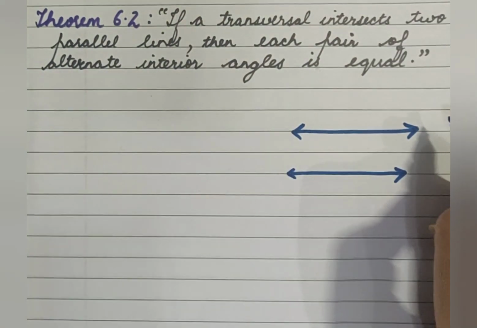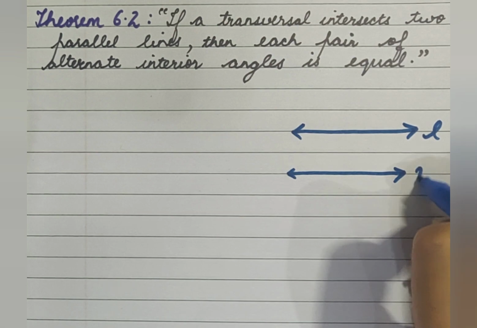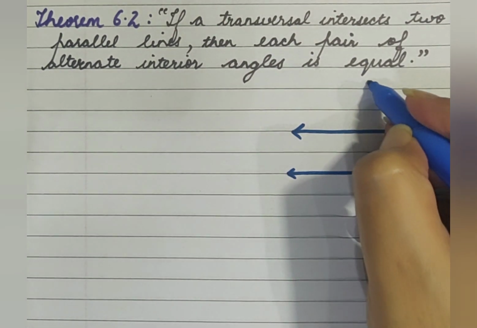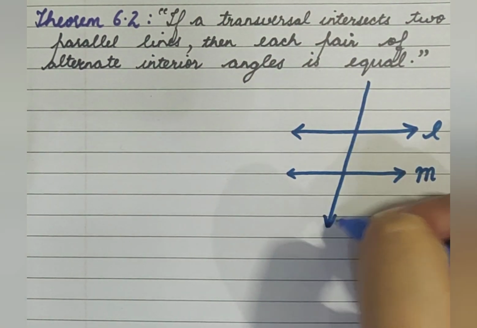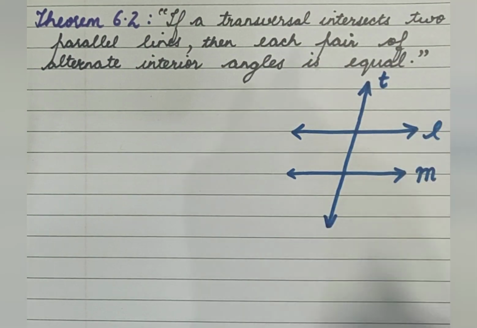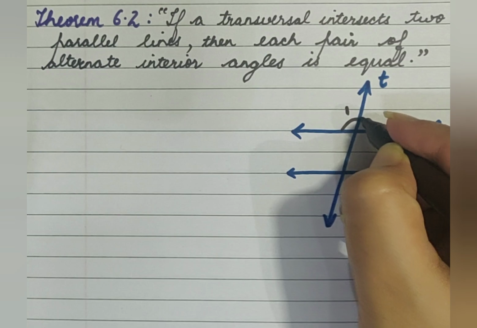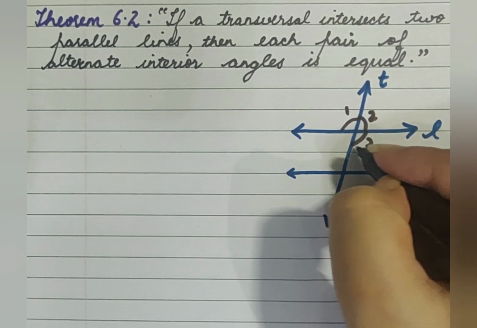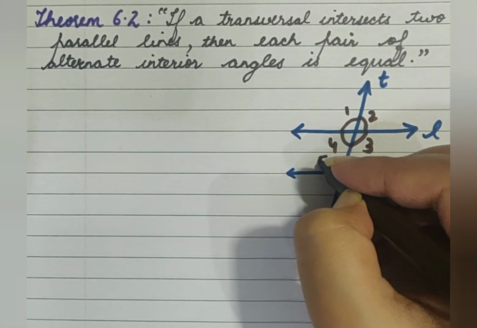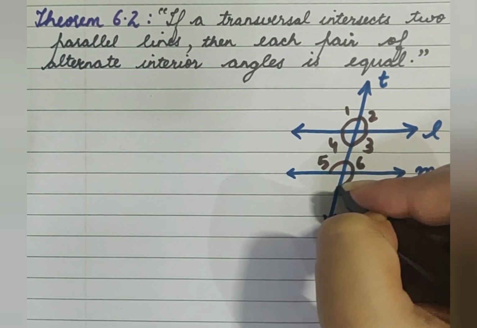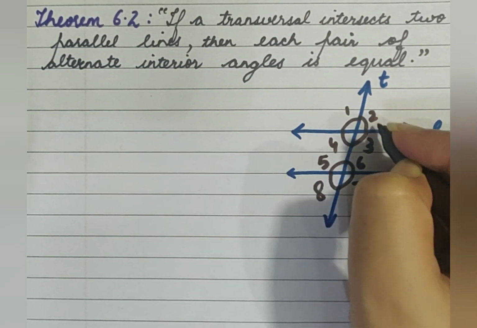The transversal intersects two parallel lines. So I have considered two parallel lines L and M, and a transversal T is intersecting them. So these are the angles formed: 1, 2, 3, 4, 5, 6, 7 and 8.